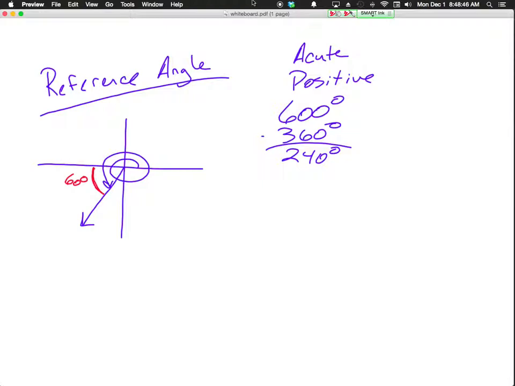180 is correct. Okay. If I'm dealing with an angle that is on the left side, what are we always going to use to find a reference angle? We're always going to use 180. If we're dealing with an angle that's on the right side, what are we going to use? We're going to use 360. Okay. So what's our approach if we're finding a reference angle? What's step one?